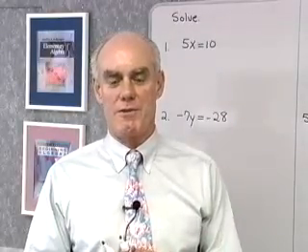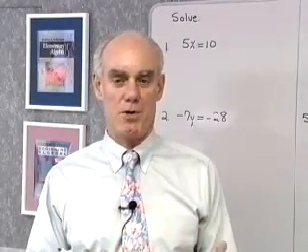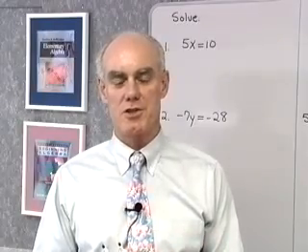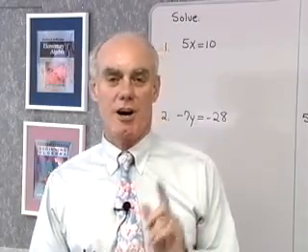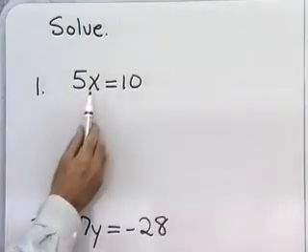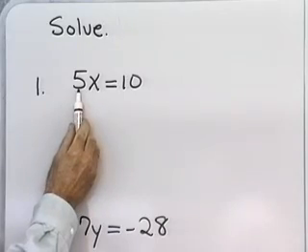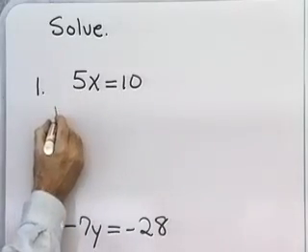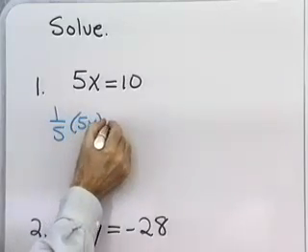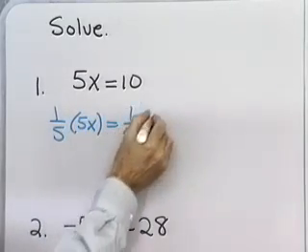The multiplication property of equality tells us that we can multiply both sides of an equation by any non-zero number we want, and we'll always be sure we haven't changed the solution set to that equation. Our first equation that we have to solve here is 5x is equal to 10. I want to solve this for x, so what I want is 1x instead of 5x. So I'm going to multiply both sides by the reciprocal of 5 in order to get just 1x.